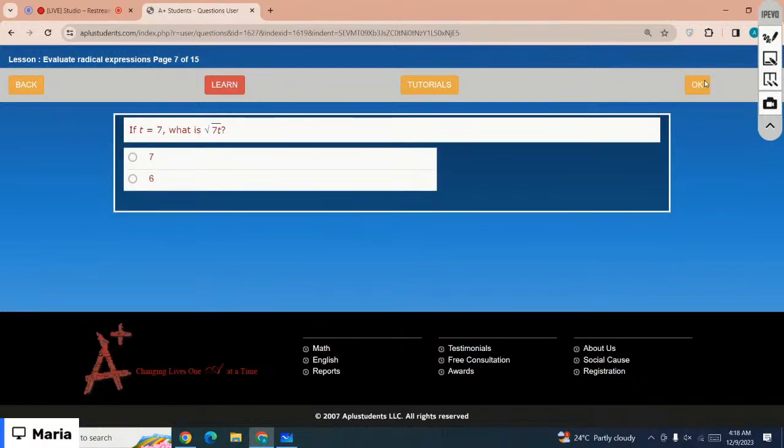Okay, if t equals 7, what is square root of 7t? Which is the correct option? Yes, 7 times 7 equals 49, square root is 7. It is 7.